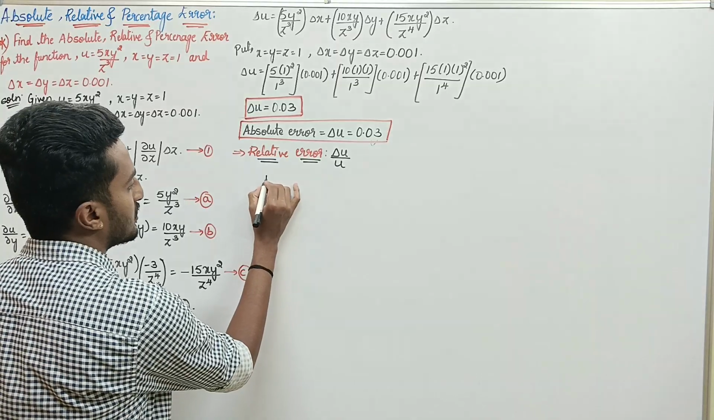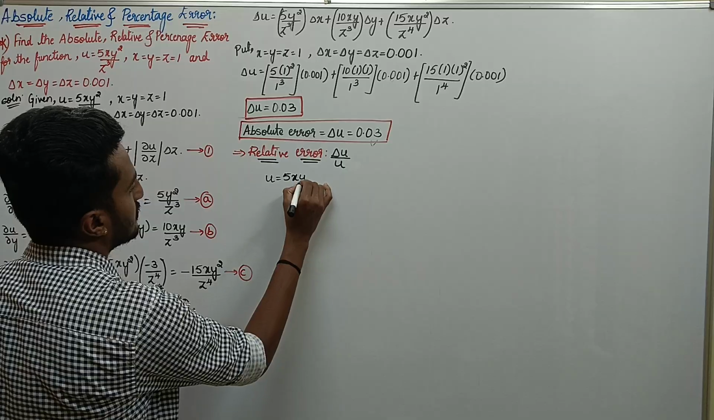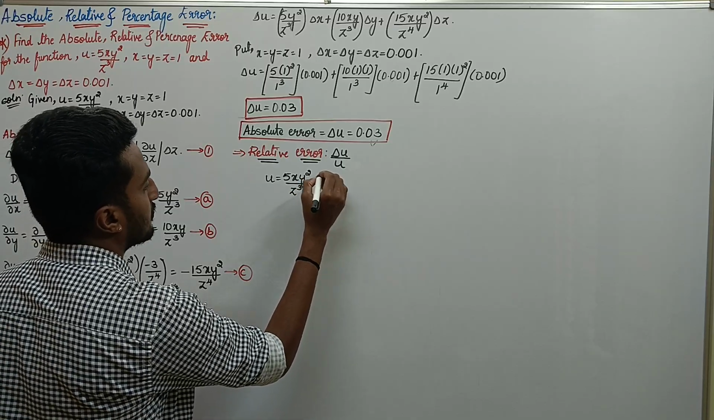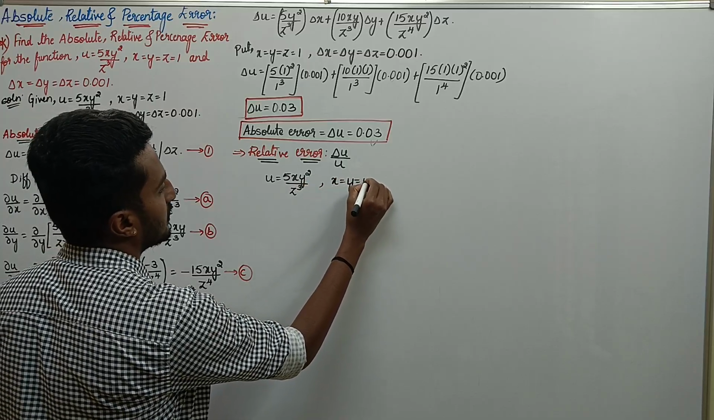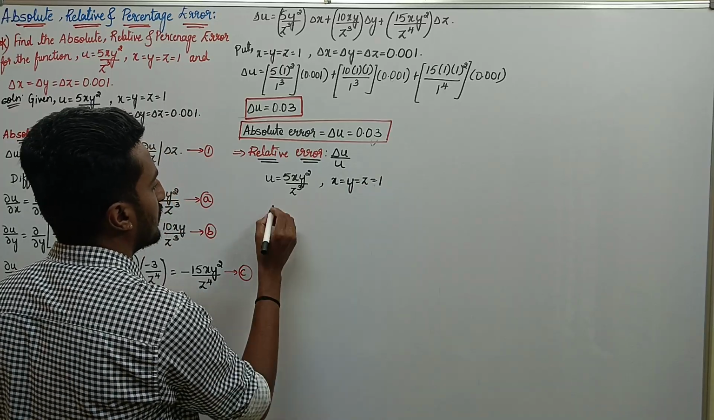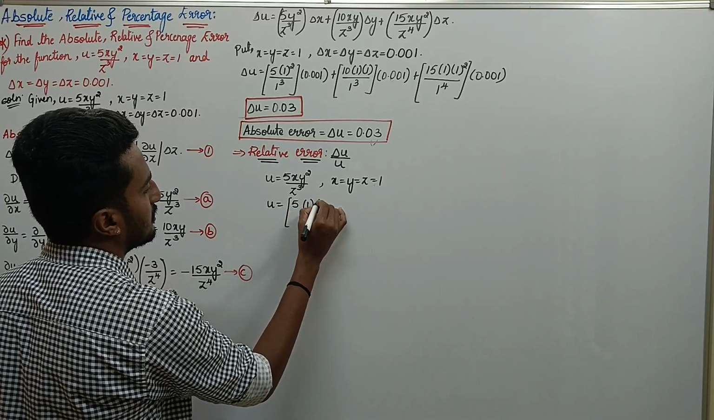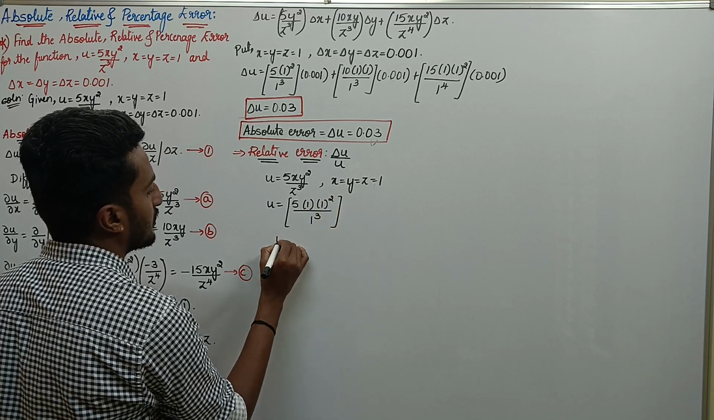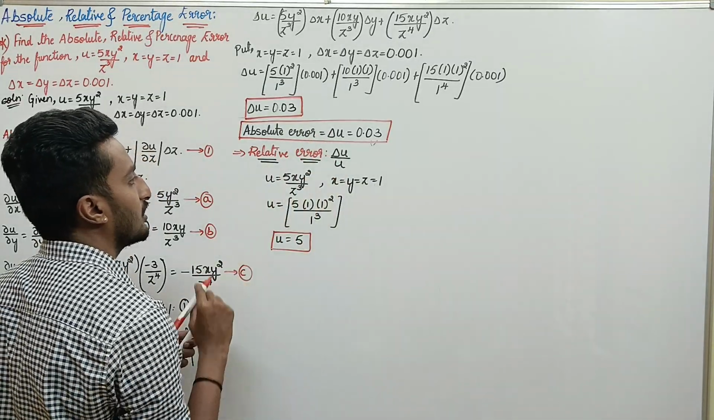What is u? U is the function value, u equal to 5xy square divided by z cube, where we are supposed to put the value of x equal to y equal to z equal to 1. If you simplify, u equal to 5 into 1 square divided by 1 cube, where u will be equal to 5.